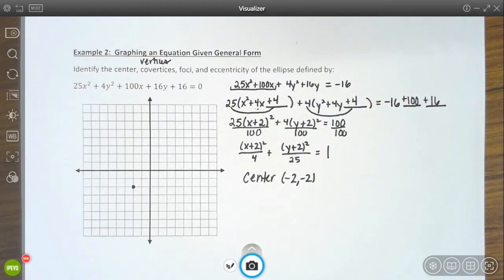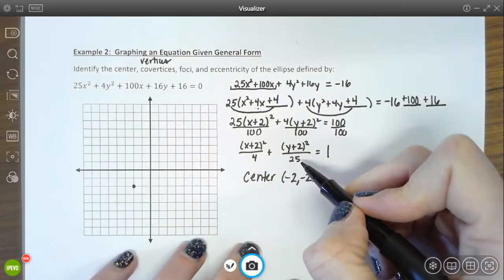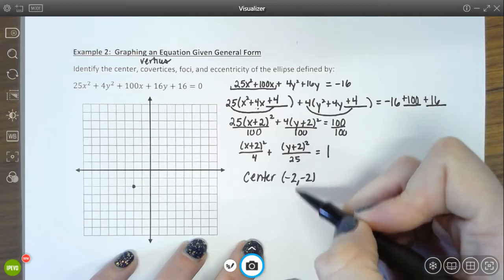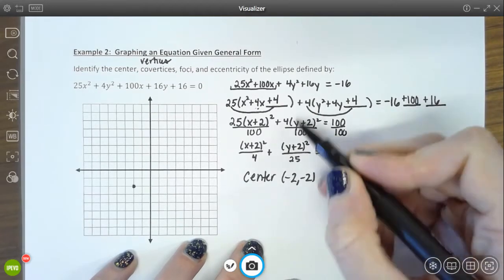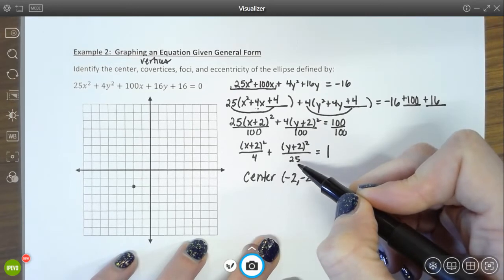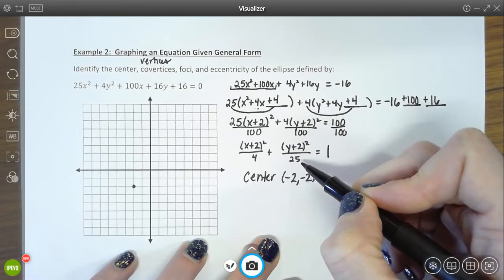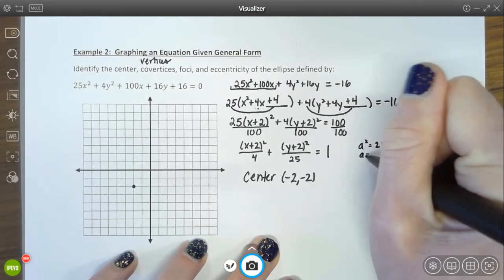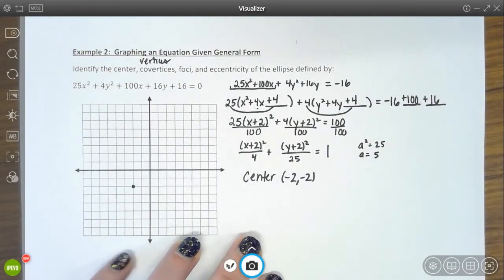I can see my bigger denominator is 25, and that's attached to my y coordinate. So I now know that this is elongated vertically. My major axis is going to go up and down. So I'm going to take that value from the 25 here, that's a squared, and I'm going to find its square root. And so a would be 5.